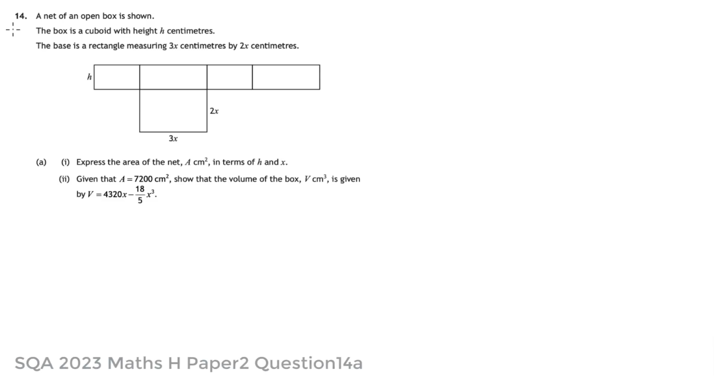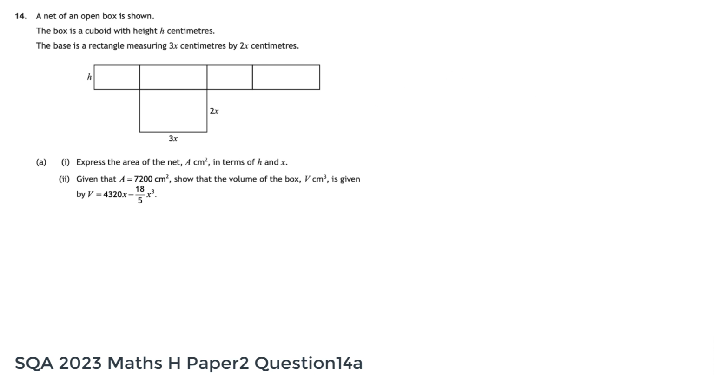So here we have question 14. We've got an open box. There's its net. It's the shape of a cuboid with various measurements given. And in part A we have to express the area of that net in terms of h and x. So that's the first part of A.